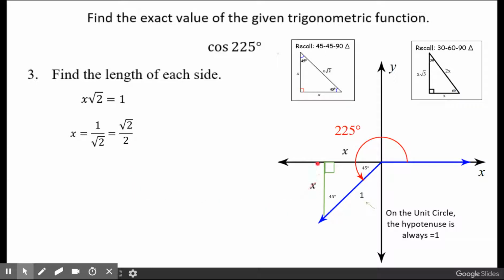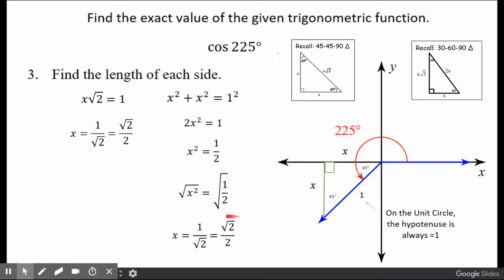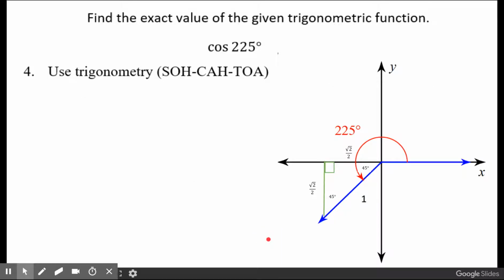Now, if you prefer, since we only have one variable, you could also use the Pythagorean theorem. It's a little bit harder and a little more time consuming, but you will get the same result. Now at this point, we have our triangle all labeled. We know what the angles are. We know what the sides are. We can use trigonometry to find the cosine.